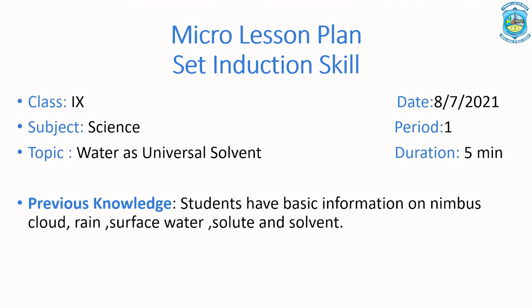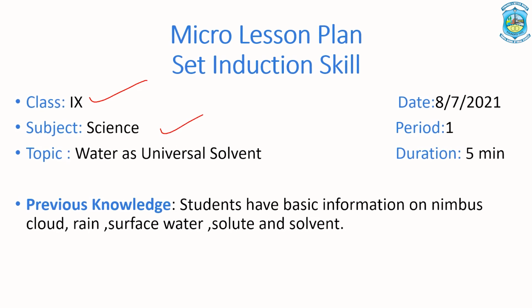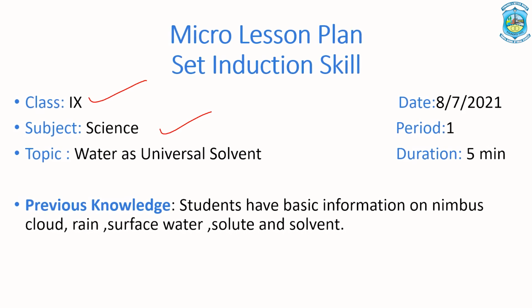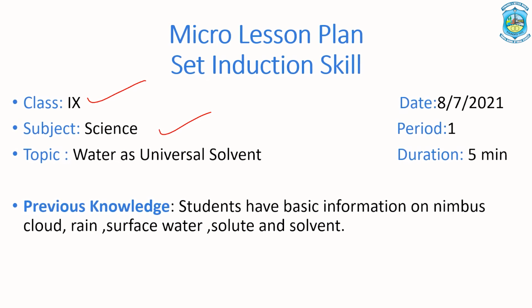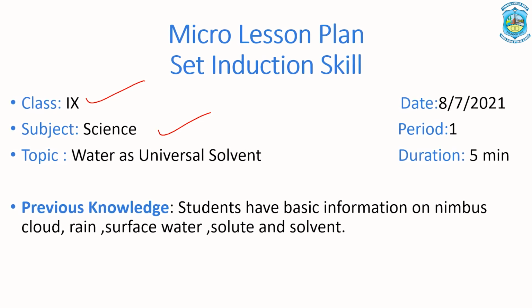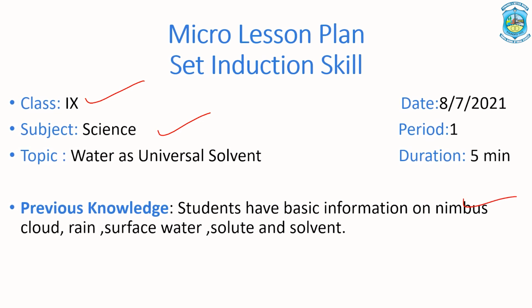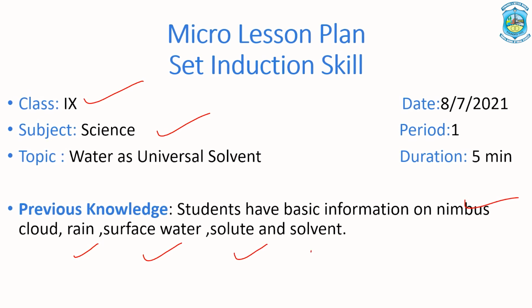So this is the model micro lesson plan for class 9, subject science, and the topic that the teacher wants to introduce in the class is water as universal solvent. So we believe that the previous knowledge of the students at this point of time is that they are aware of the nimbus cloud, they know the rain, the surface water, they know about solute and solvent.